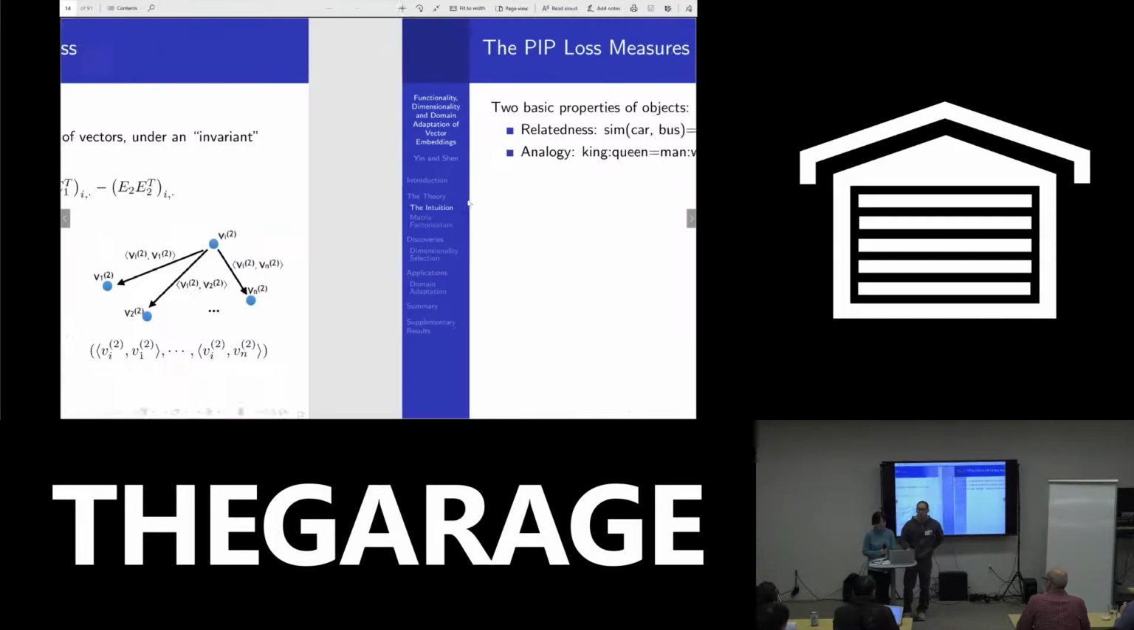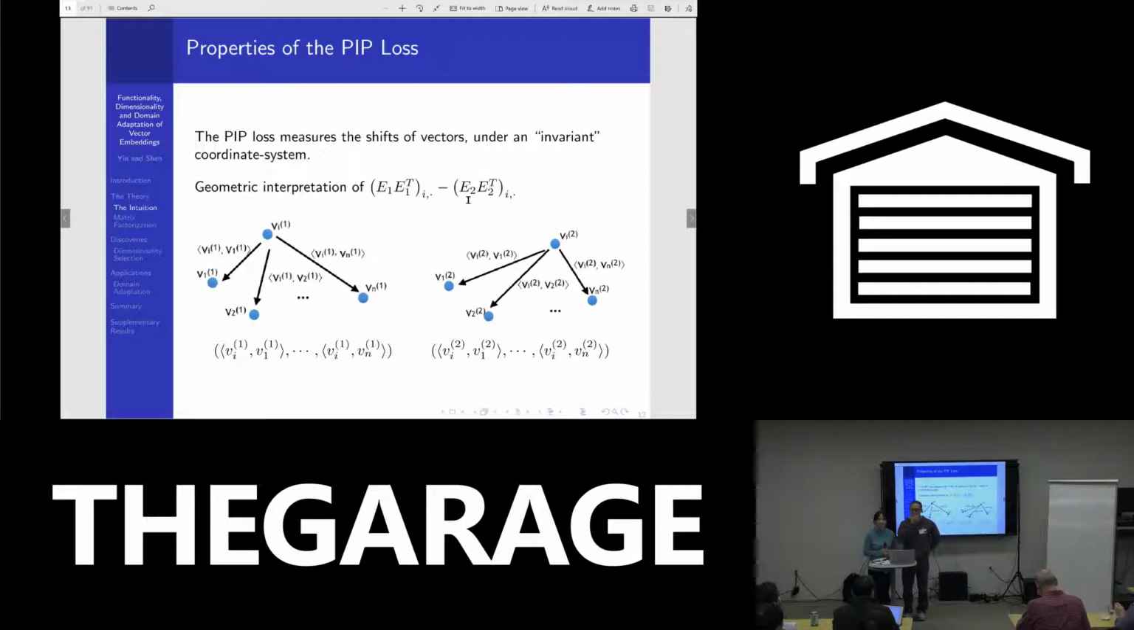Yes? Is it possible to do a global alignment of two sets? Is it possible to have another corresponding loss function? Yes. Another way is, if we have E1 and E2, we can propose a loss function to be something like E1 minus E2 times Q, where this Q is a unitary matrix. That is also something we can propose.